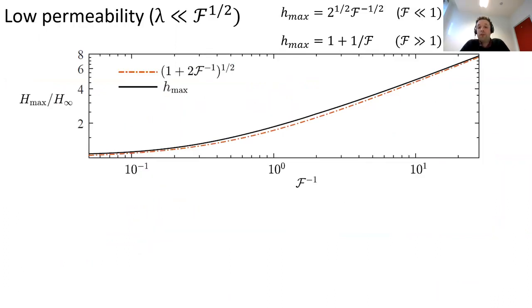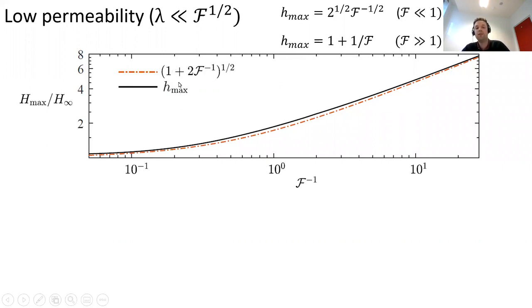Now for an impermeable cylinder then, we find that the maximum thickness goes like √2 f to the minus a half for small f. And from our previous narrow analysis for large f, we found that the maximum thickness goes like 1 + 1 on f. And you can find an empirical expression for the maximum flow thickness that agrees with these two regimes in the small f and large f limits. And that's given here, it's 1 + 2 on f to the half.